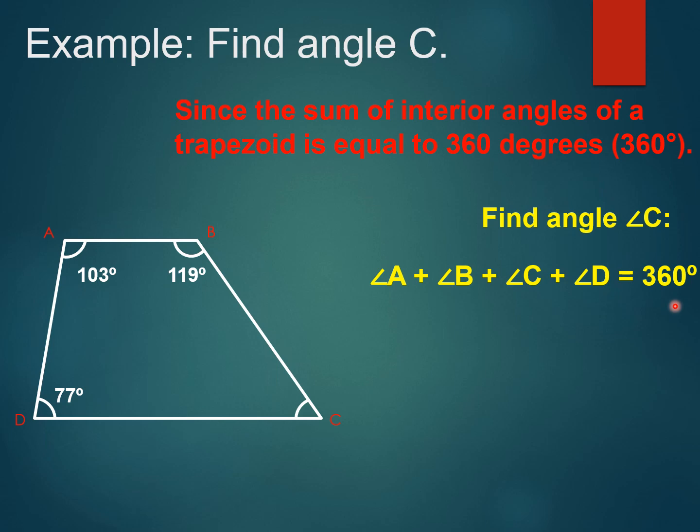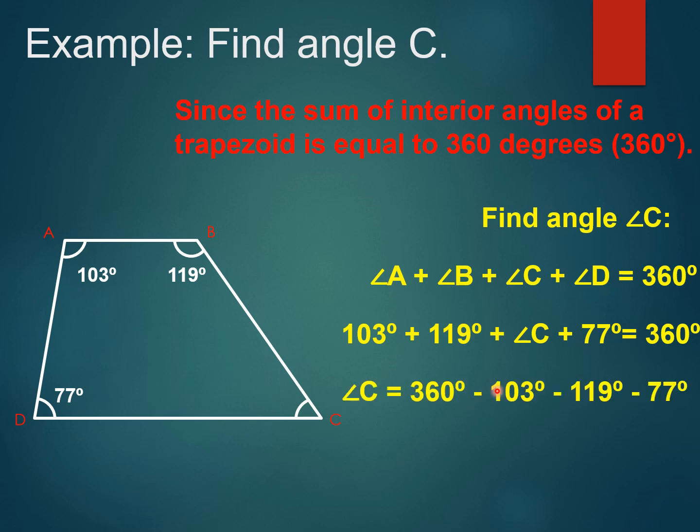Now we're going to substitute the values of the given angles. So angle A 103, angle B 119, angle C the missing angle, and lastly angle D 77. And we're going to equate it to 360 degrees. We're going to transpose the known values to the other side of the equal sign. So it would become angle C is equal to 360 degrees minus 103 minus 119 minus 77. And we can get the value of angle C, which is 61 degrees.